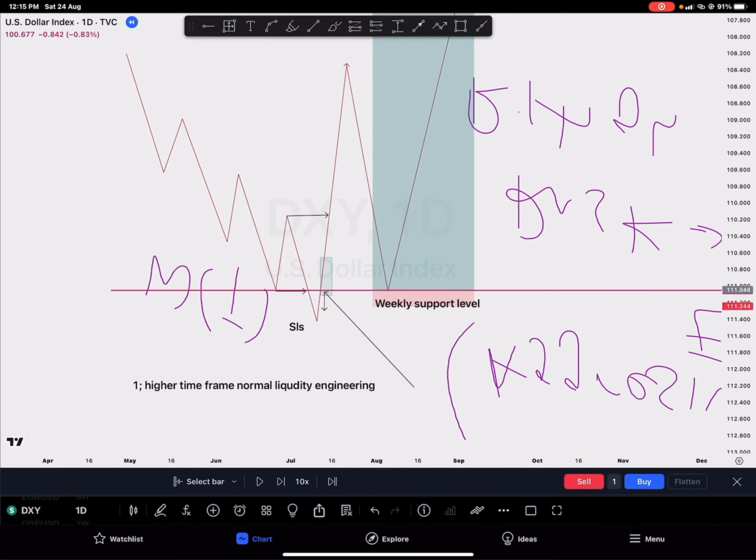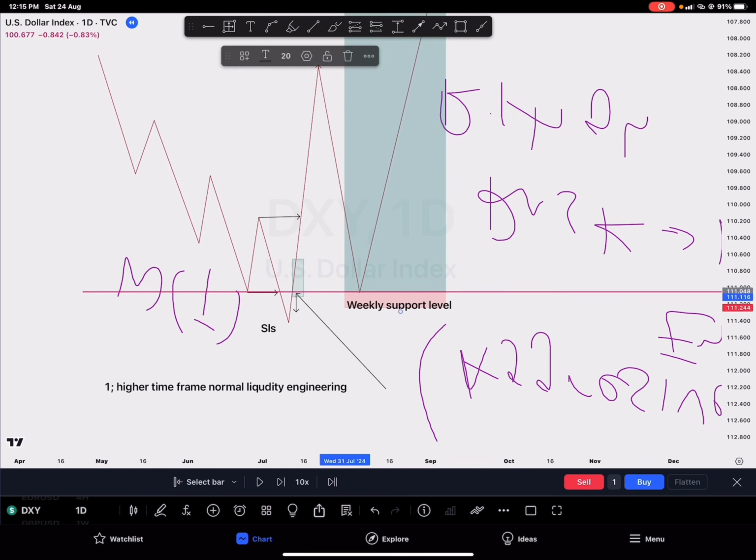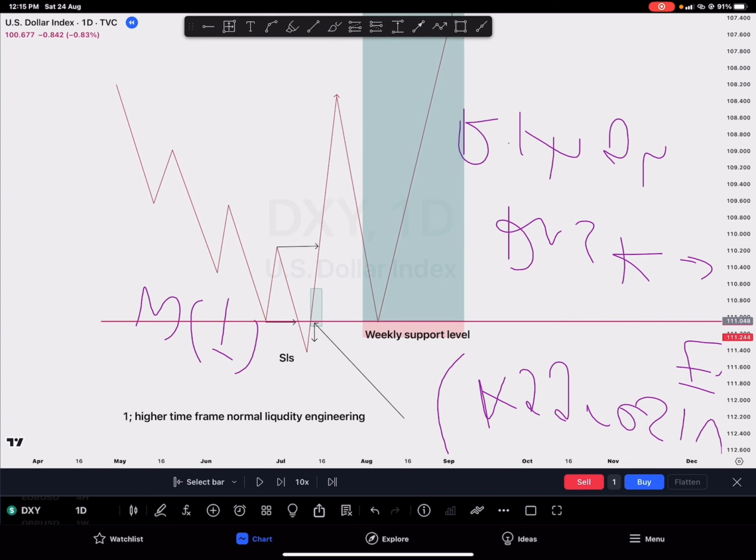Okay, so now that becomes the weekly support level. Meaning the support level is the one that is holding buyers, holding price from going upper. So this is how we have to do it.